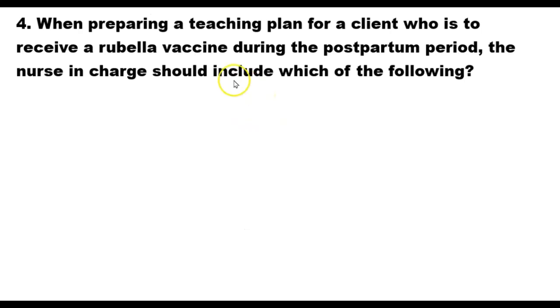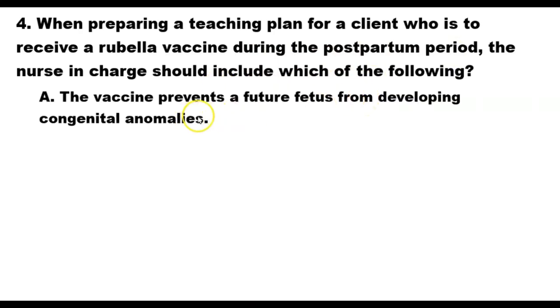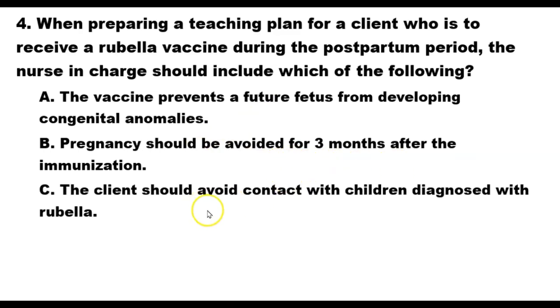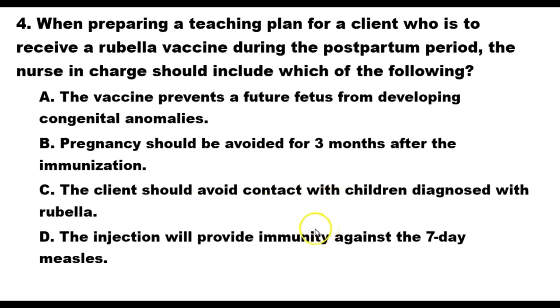Question number 4. When preparing a teaching plan for a client who is to receive rubella vaccine during the postpartum period, the nurse in charge should include which of the following? A. The vaccine prevents future fetuses from developing congenital anomalies. B. Pregnancy should be avoided for 3 months after immunization. C. The client should avoid contact with children diagnosed with rubella. D. The injection will provide immunity against the 7-day measles. Take a moment for 7 seconds.